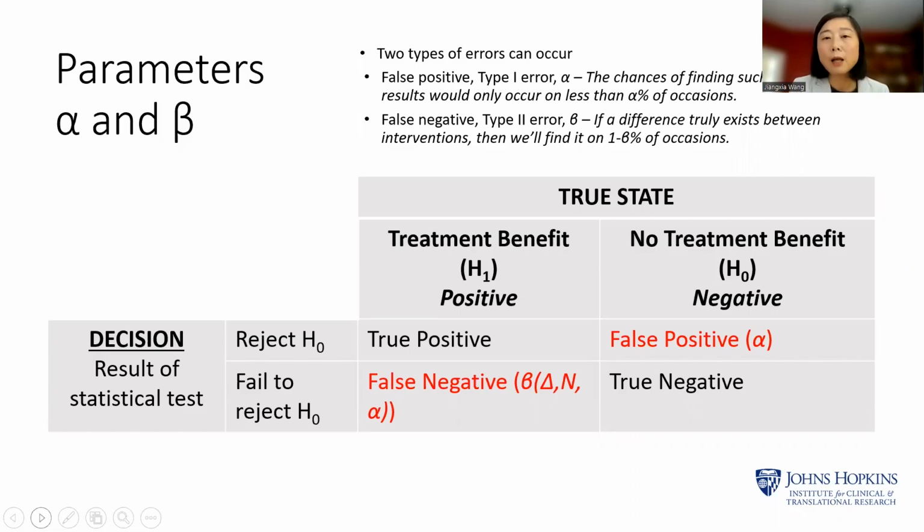And then the other error is the false negatives, which is when we claim there's no treatment effect when actually there is. So this is beta. We want the power: if a difference truly exists between the interventions, then we find it on 1 minus beta % of the occasions, which is the power of this study.